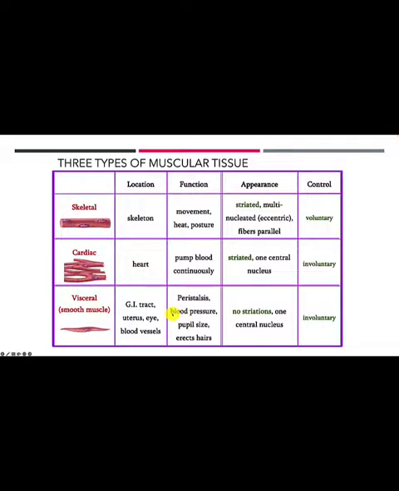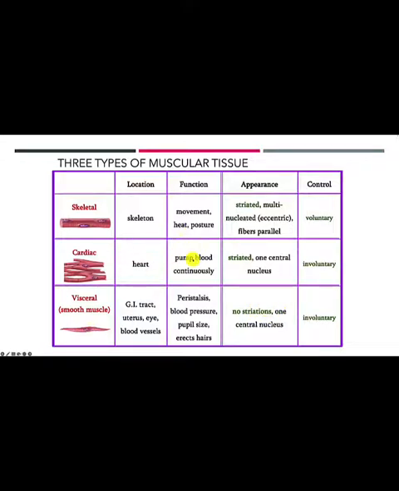They also play a major role in blood pressure. So like I said, if they contract, what's going to happen to the vessel? The vessel is going to contract and get smaller, and then we will see an increase in blood pressure. If these guys loosen up a little bit, we will see dilation of the vessel and the blood pressure will drop. This also helps in dilation and relaxation of pupils. There are no striations on these muscles, and they also have a single nucleus.